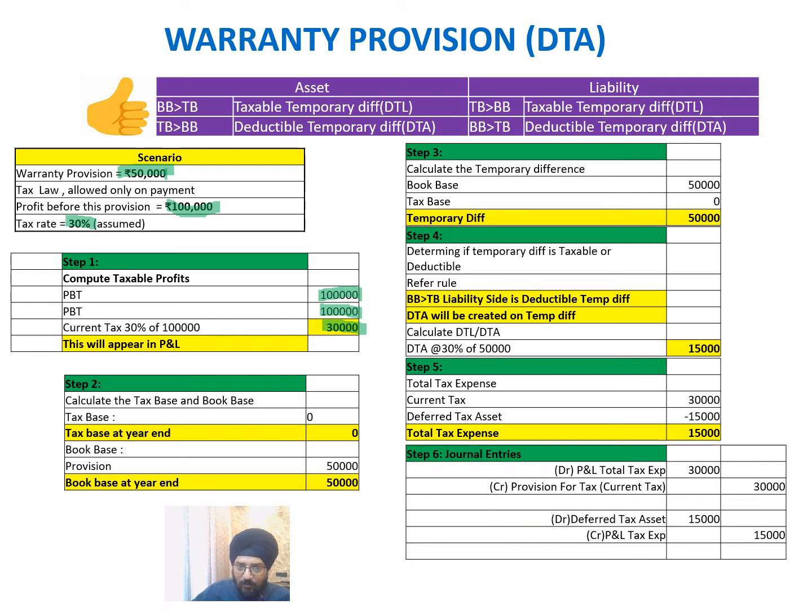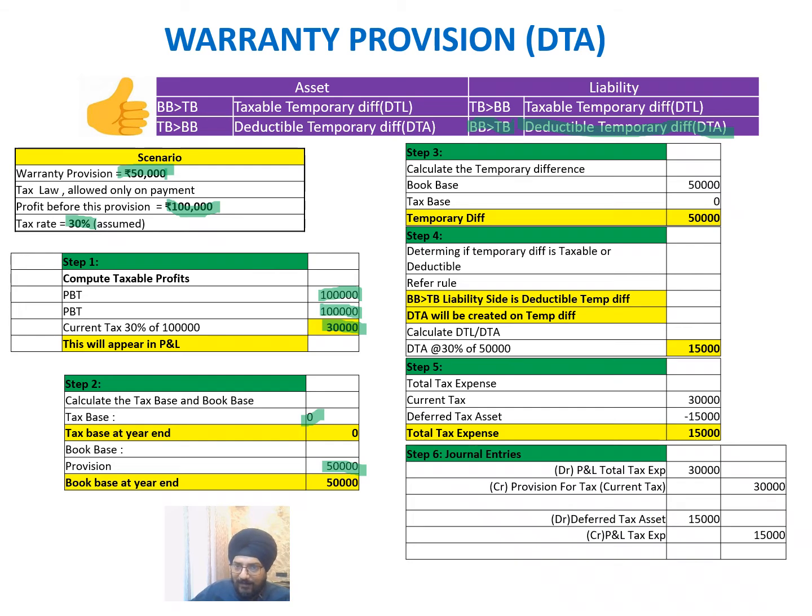So step two, wherein we are going to compare the tax base and book base. We do not have any tax base here because we are taking that amount as zero. But we have a book base because we have created a provision, which is like 50,000. So this is a case wherein my book base is more than my tax base, which is my liability side, and hence we have to create a temporary difference on which we have to create the deferred tax asset.